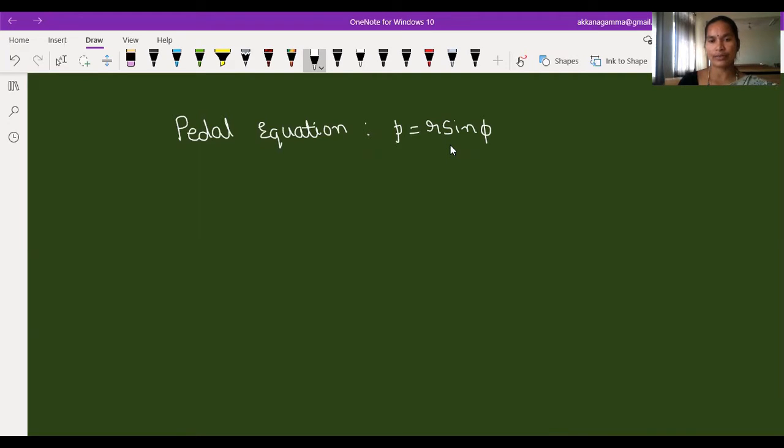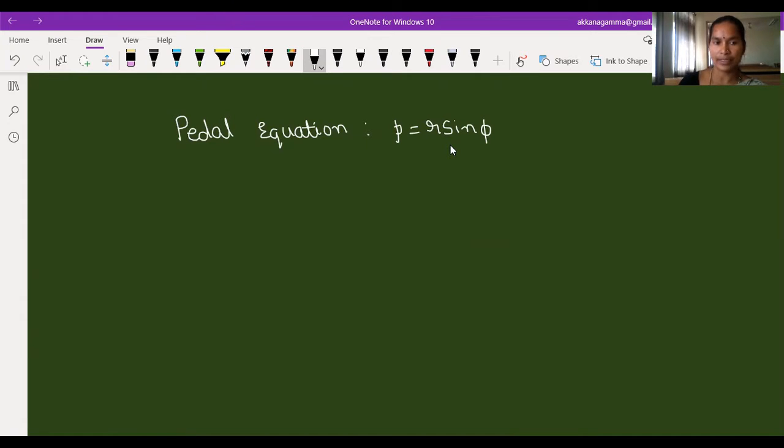For any polar curve, the first step is to apply the logarithm function. Then we differentiate with respect to theta and find the phi value. What is phi here? The angle between the radius vector and the tangent. After getting the phi value, we substitute it in P = R sin phi to get the pedal equation. The equation should contain P, R and a constant, not theta.